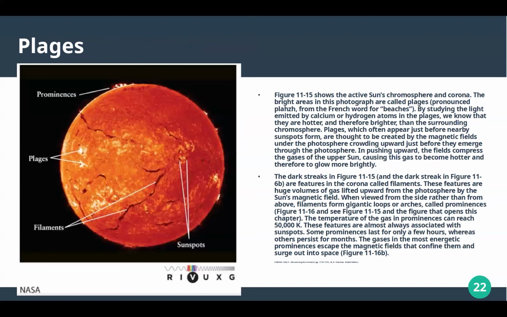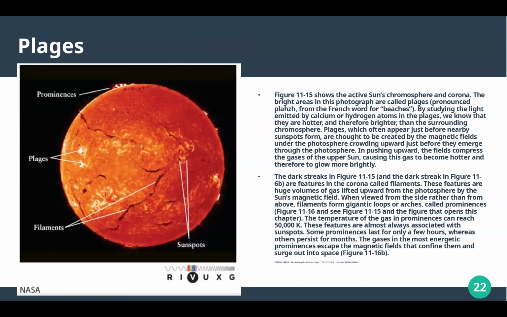Pulsars, which often appear just before nearby sunspots form, are thought to be created by the magnetic fields under the photosphere crowding upwards just before they emerge through the photosphere. In pushing upwards, the fields compress the gases in the upper sun, causing this gas to become hotter and therefore to glow more brightly. The dark streaks in this diagram, in the corona, are called filaments.